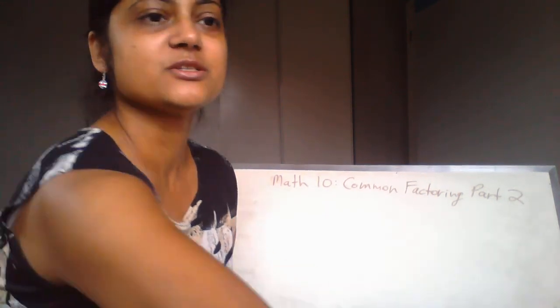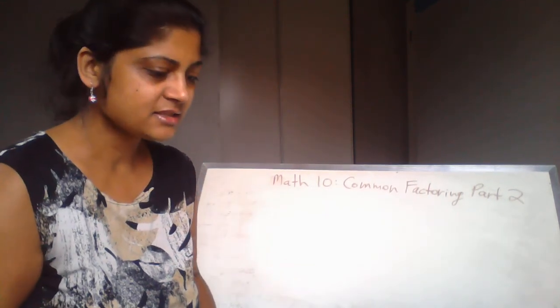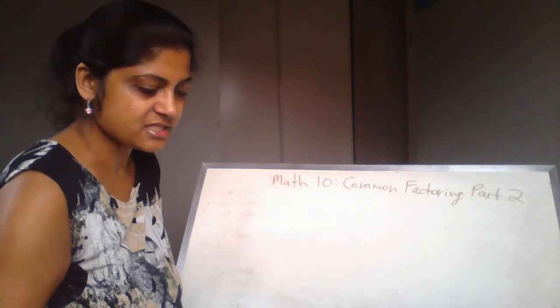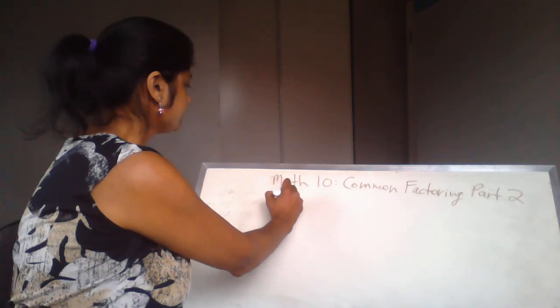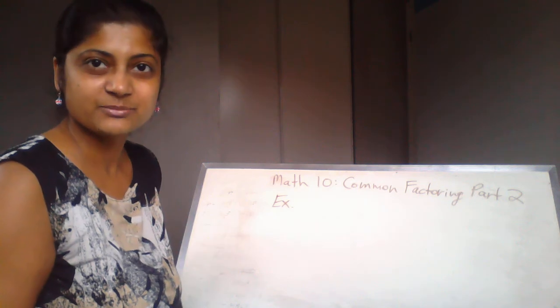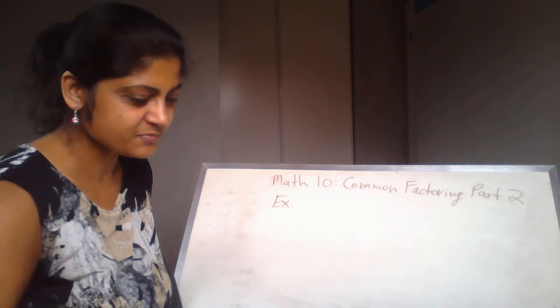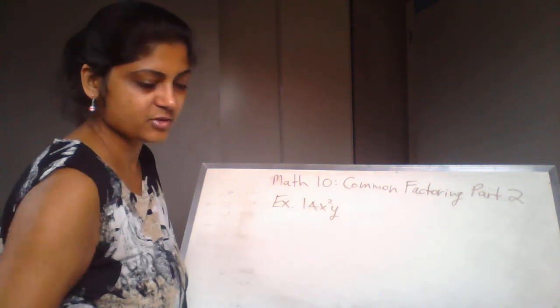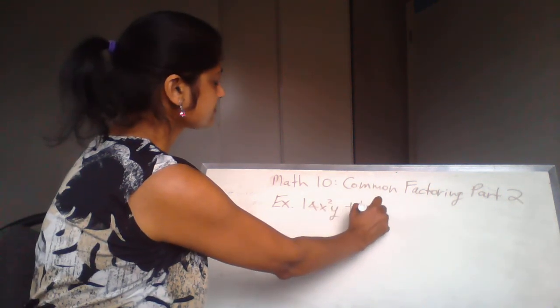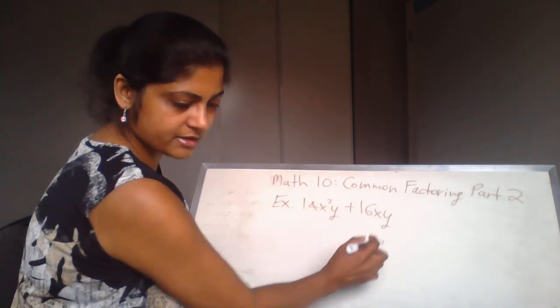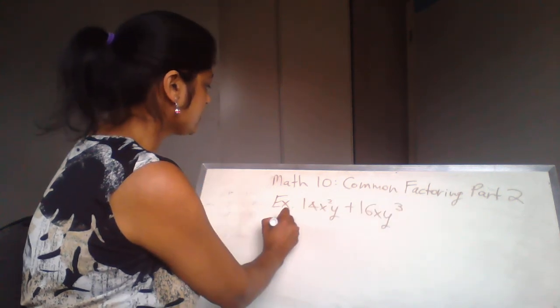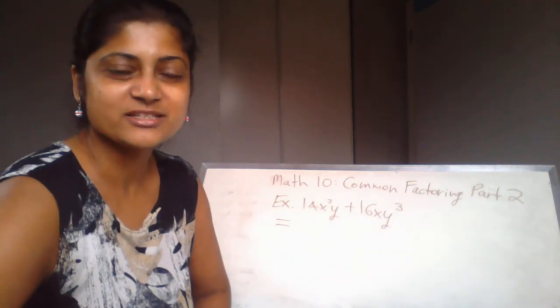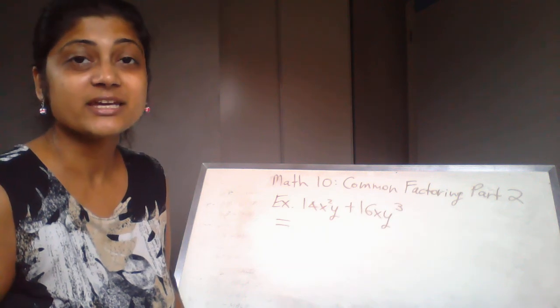We're going to start off with this question. Let me pick some questions from the textbook here, and I'm going to write it really big so it's visible to everybody. So let's try 14x squared y plus 16xy to the power of 3. Say this is a question now. We're looking for a common factor.